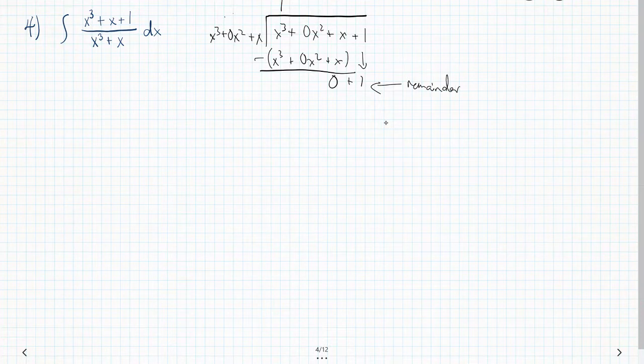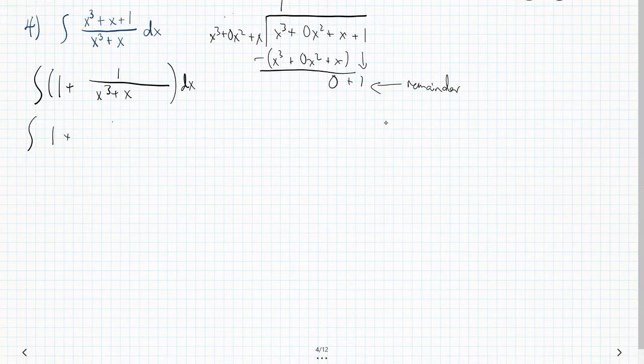So what does that tell us? Well, it tells us that this integral can be rewritten as 1 plus 1 over x cubed plus x, and then we take that and we do a dx. Right? And so this integral becomes 1 plus 1 over, we can factor out an x. This is x times x squared plus 1. And then we have a dx sitting right there.